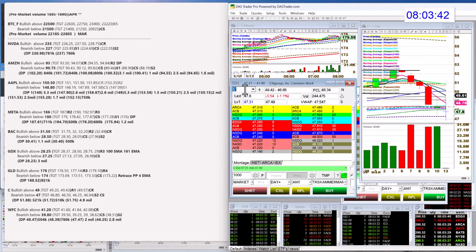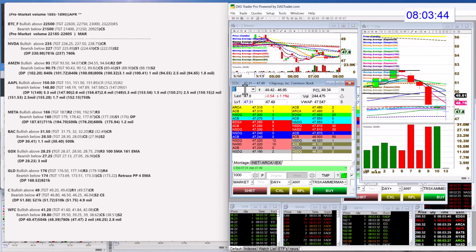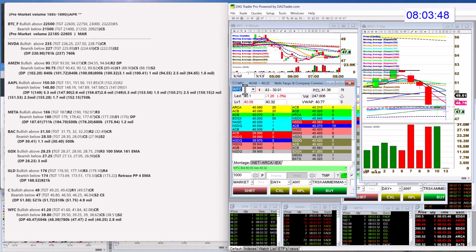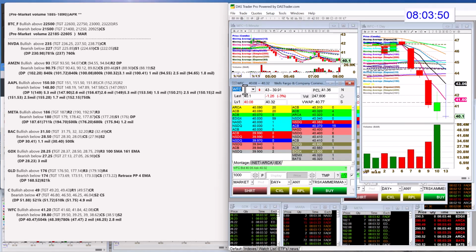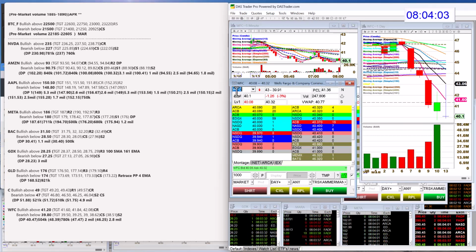Next, we have Citibank, bullish above 49, bear below 47. And Wells Fargo, bullish above 41.20, bear below 39.80. I know Biden's going to be talking in about an hour on the financials. So these things can absolutely move, of course, along with gold and silver maybe and tech stocks.